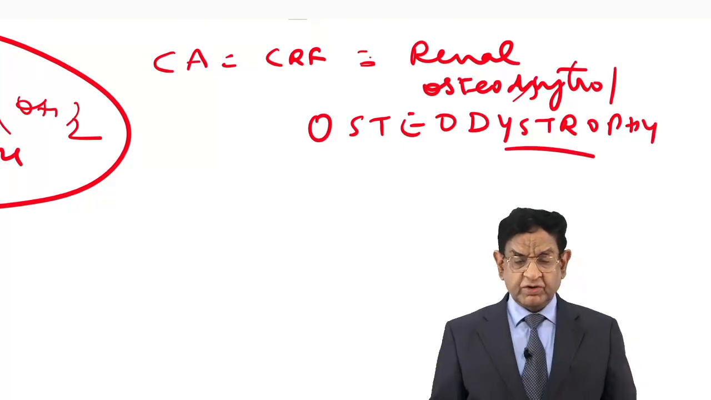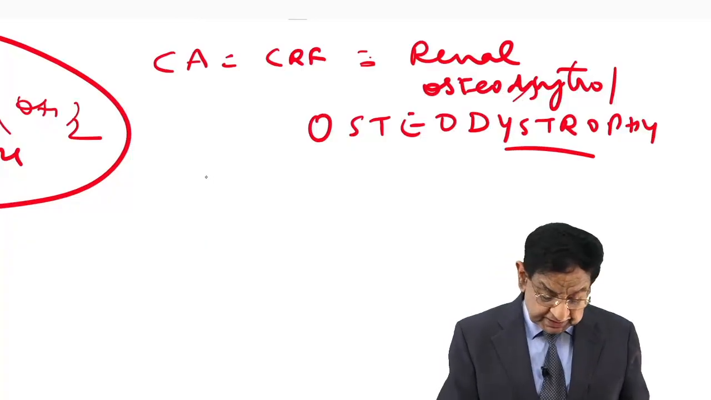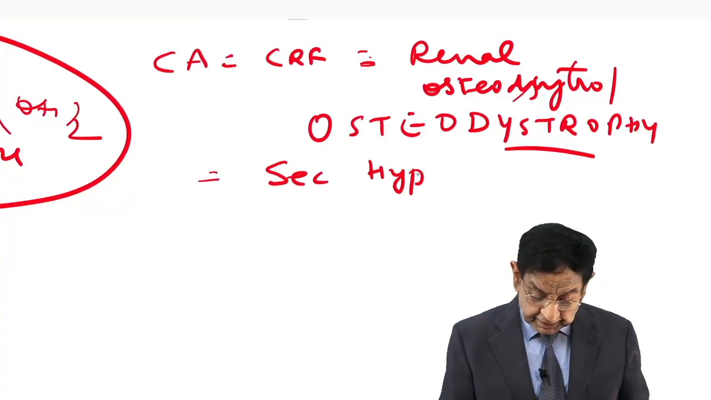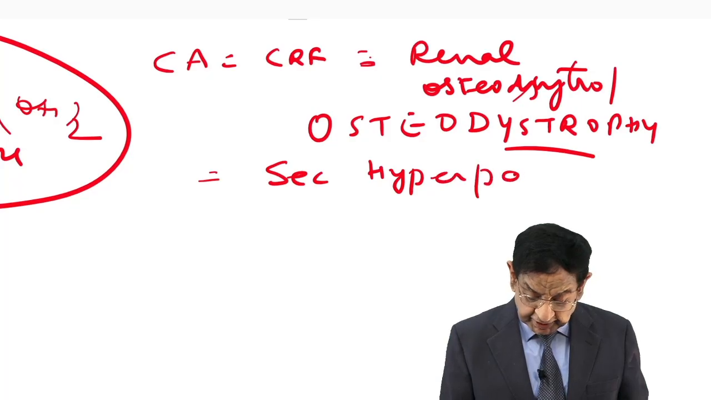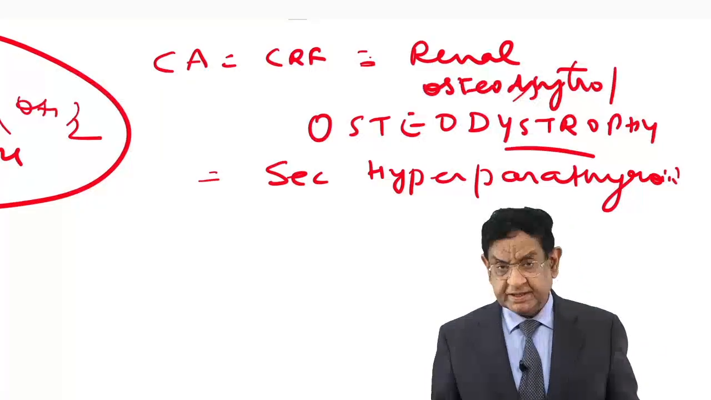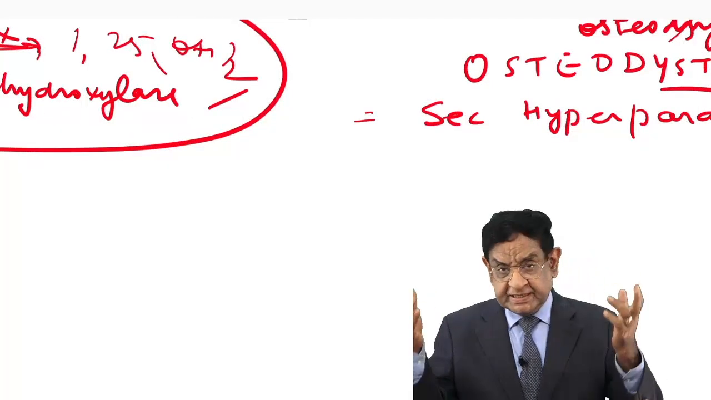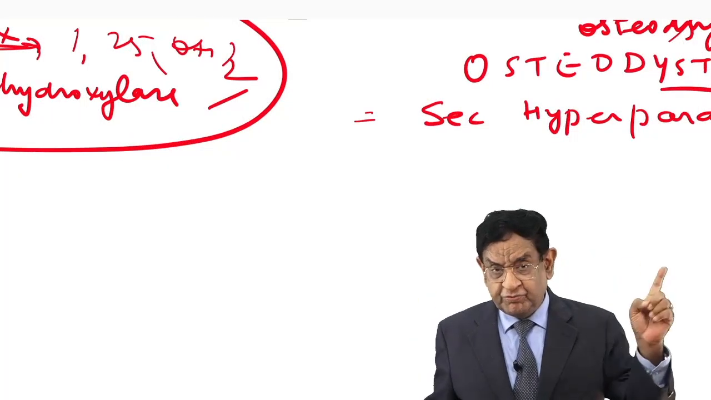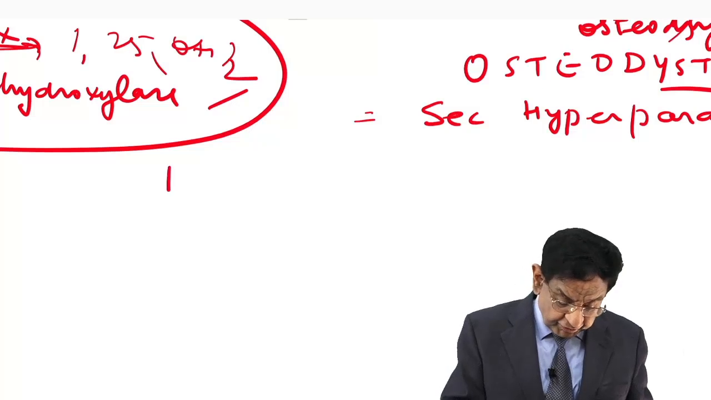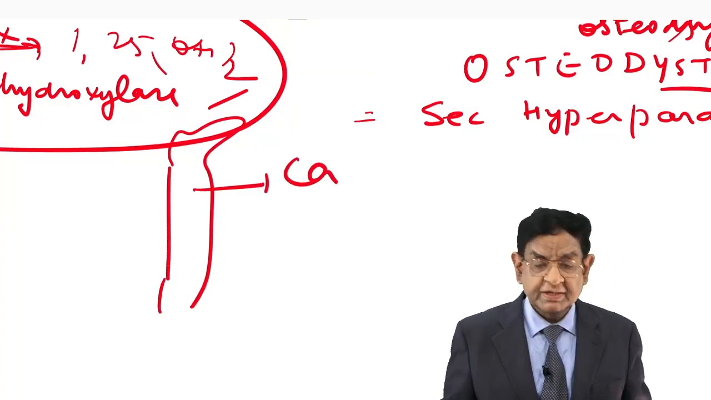So the kidney is not functioning, this will not happen. The body will try to secrete more and more PTH, and this is known as secondary hyperparathyroidism. Now this secondary hyperparathyroidism has occurred. Excess PTH will try to make vitamin D as much as possible in the kidney, but don't forget the high amount of PTH will withdraw calcium from the bone.